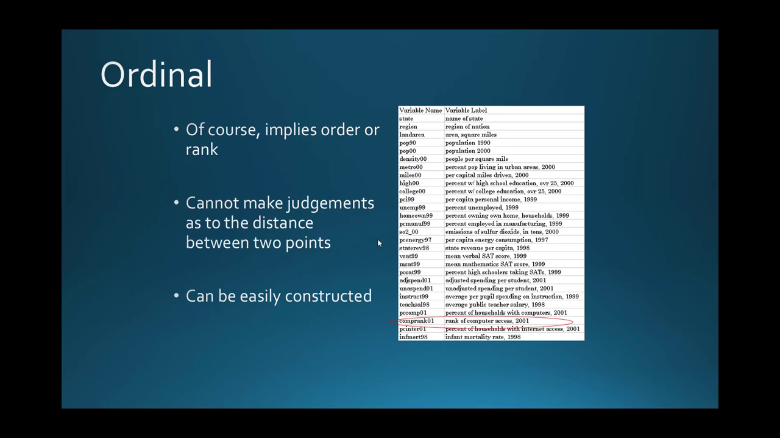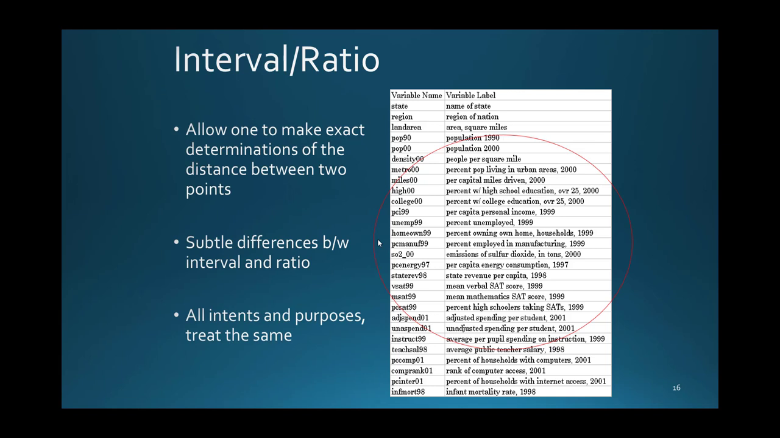The example here in the variable data set would be comp rank 01. So this is the rank of computer access by state in 2001. So you're going to have a state that's first, a state that's second, a state that is third in terms of the rank. But you don't know the distance between the rankings. Like the distance between second and third place could be really close, like they could just be off by a percentage, or they could be off by like 15%. You don't know. All you know is that one of them is second and one of them is third.